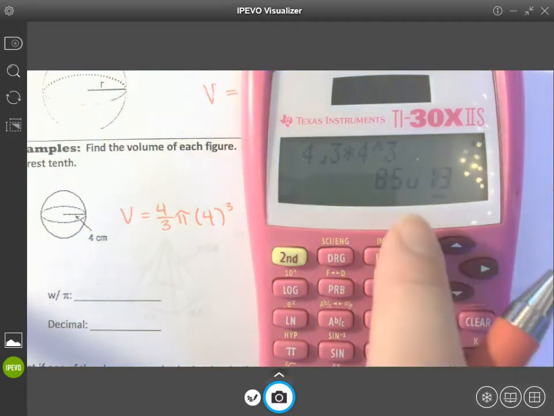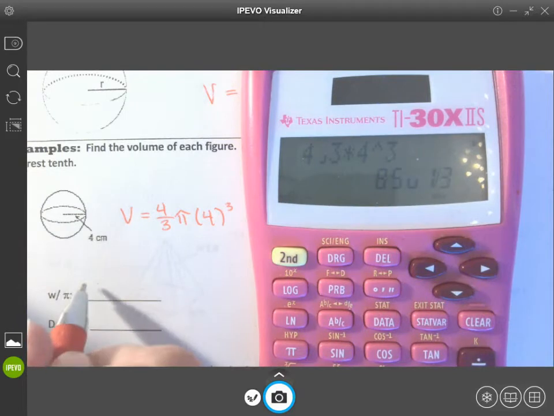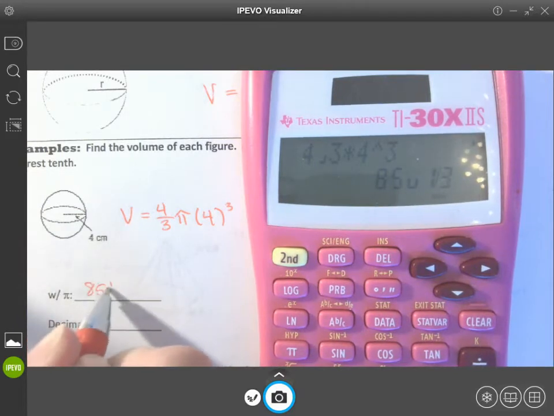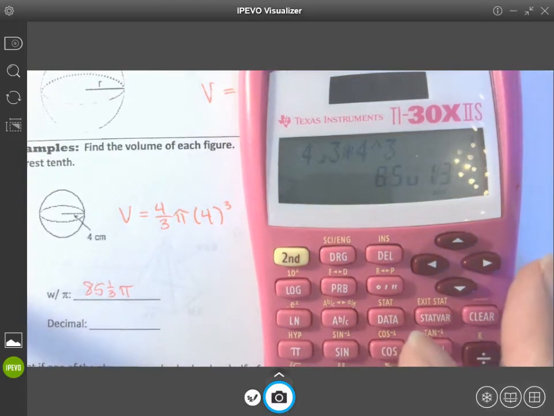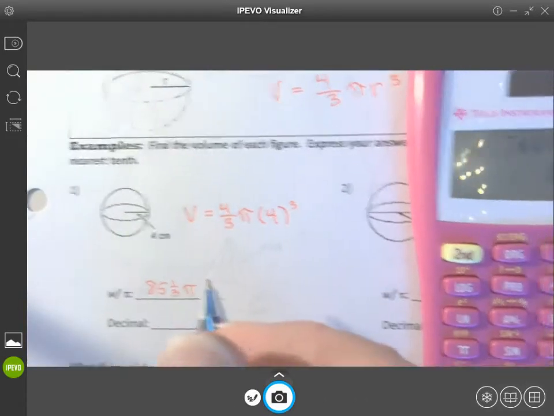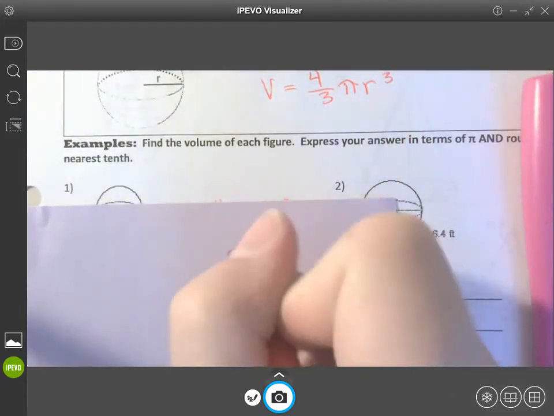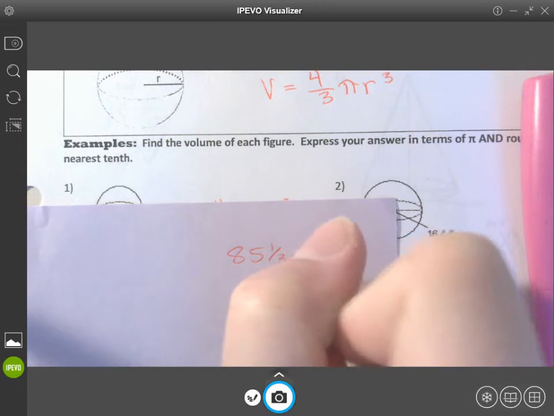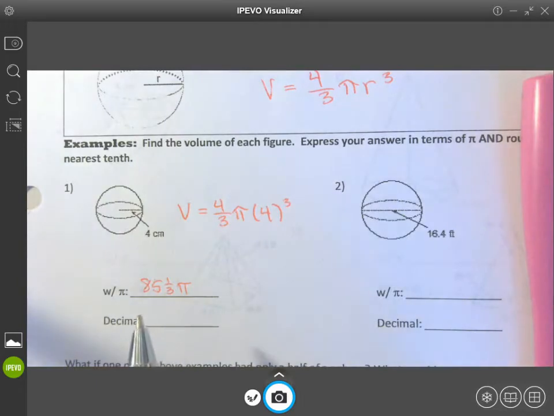So when I put this in the calculator, this gives me 85 1/3. So I'm going to write that down. 85 1/3, but don't forget your pi. Now, if you're one of those slant writers and you're going to write it as 85 1/3 like that, pi, you need to be careful because it looks like pi is part of your denominator. So that's why I try to write my fraction like that.